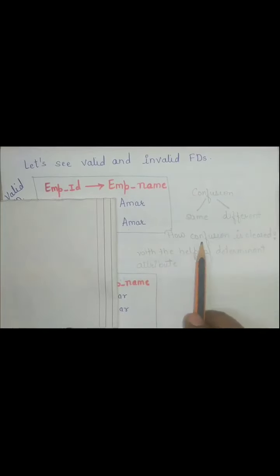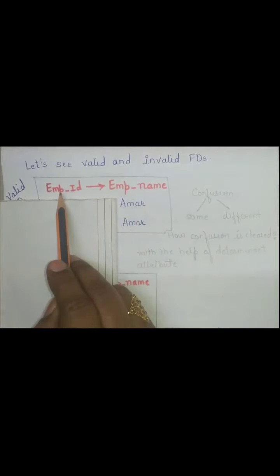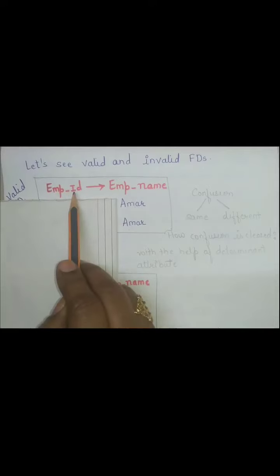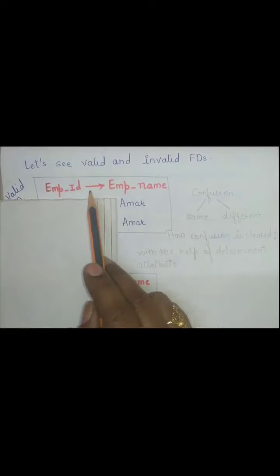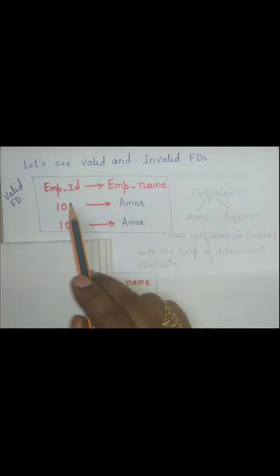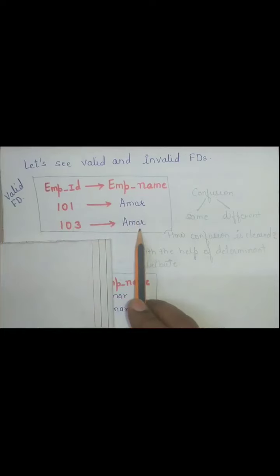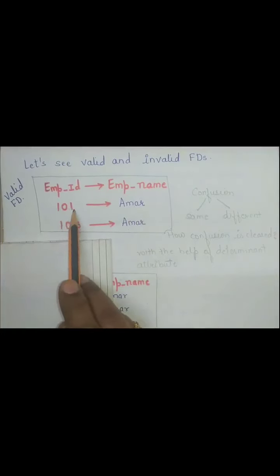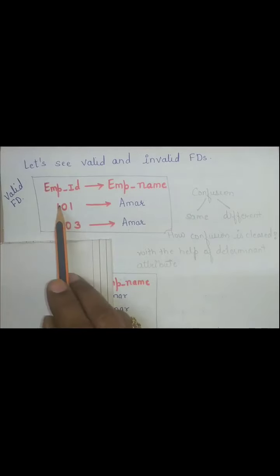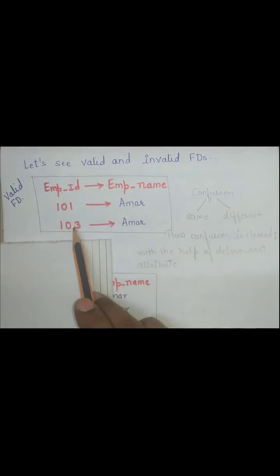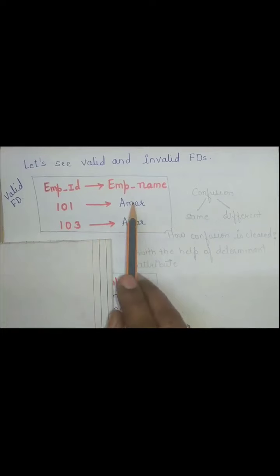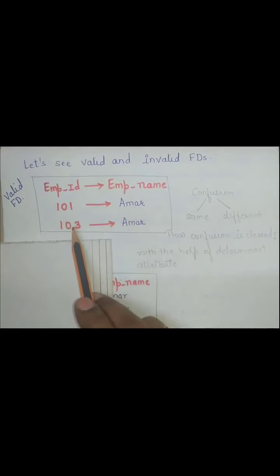Here, the confusion is cleared with the help of the determinant attribute. And what is the determinant attribute here? Employee ID is the determinant attribute. So obviously, the call is given to the employee ID. These are the employee IDs for the employee names. Here you can see 101 and 103. These are two different employee IDs. 101 determines Amar as well as 103 determines Amar. So though their names are the same, the IDs are different.